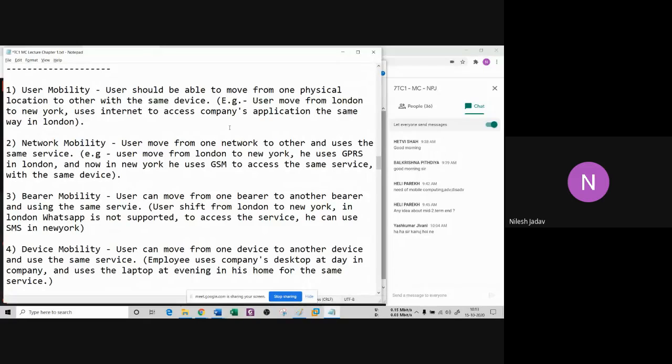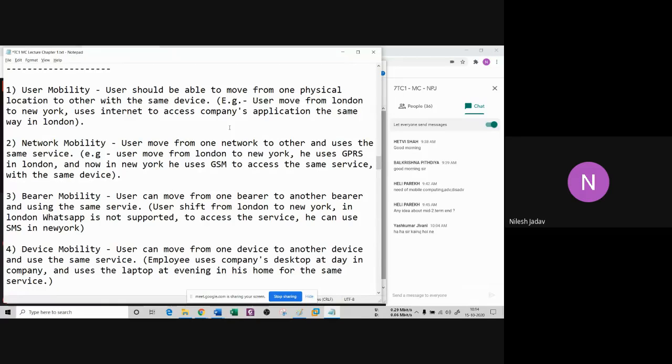The second mobility is network mobility, which means a user moves from one network to another and uses the same service. A very good example is if he is in India and using WhatsApp with a Vodafone network, then if he is now shifting to New York, he can change Vodafone to Idea and use the same WhatsApp application. So that's why we have network mobility. A user moves from one network to another and uses the same service.